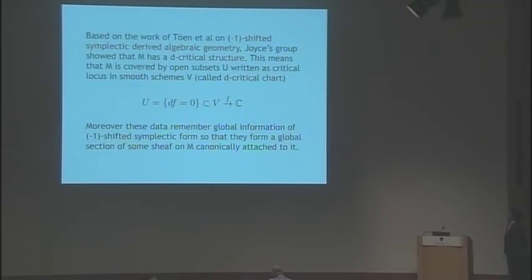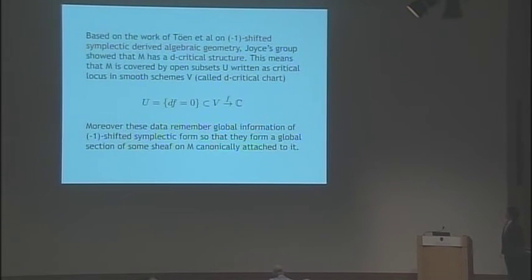So it's not a usual symplectic structure, but the symplectic structure has some grading, and the grading is just -1. And the existence of such a symplectic structure imposes some strong constraints on the moduli space of stable sheaves. And using such a result, Dominic Joyce's group showed that the moduli space M has a so-called D-critical structure.